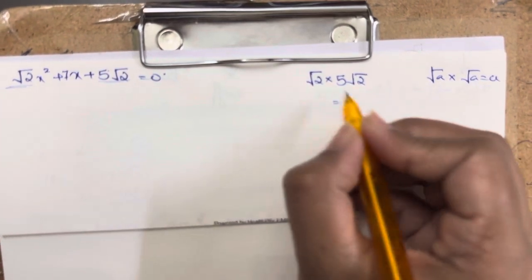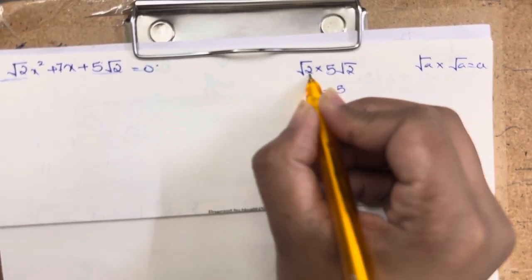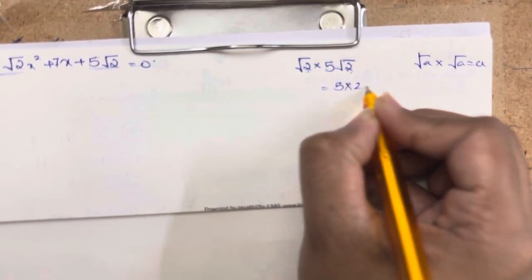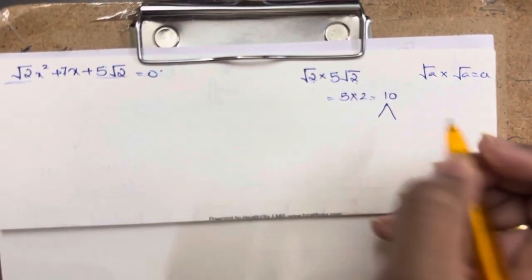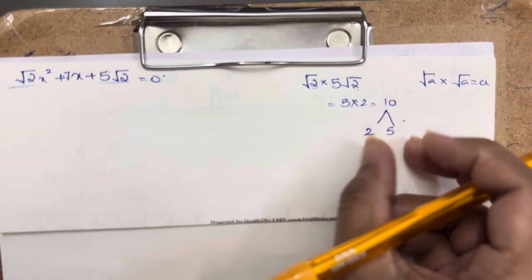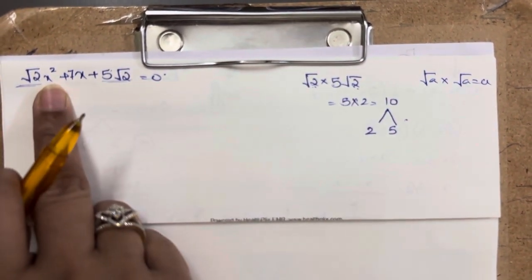So here what does it become? Root a, 5 is already there. Root a times root a becomes a, so root 2 times root 2 becomes 2. So it is nothing but 10. The factors of 10 I'm supposed to find out. The factors of 10 will be 2 and 5, 2 5s are 10. And when I subtract them, I will get this sign.